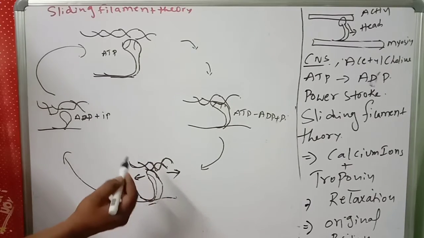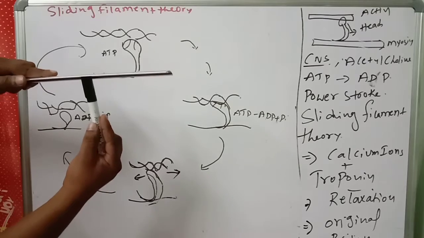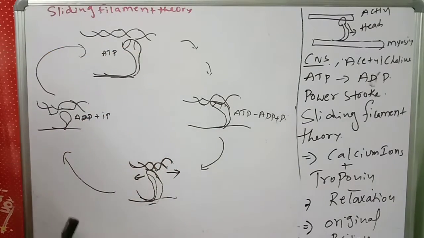So like this, the sliding filament. For example, this is the actin and this is the myosin. When it bends, it will move this side. So when it bends, it moves this side. This is called the sliding filament theory. So how the mechanism works, you know very well.